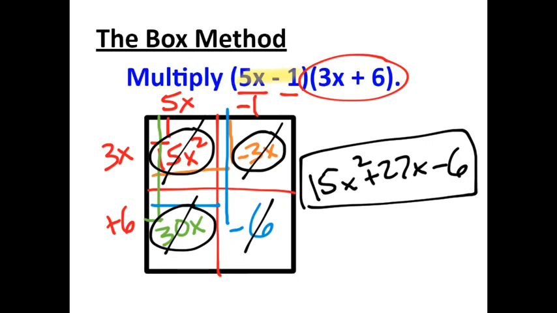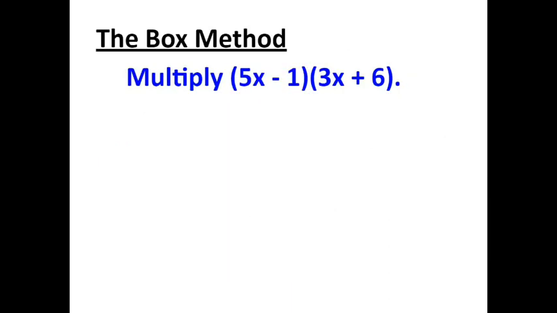And on one little note, your like terms are always going to end up being diagonal in the box. So when you're looking for your like terms, look diagonally. You'll see them every single time. So let's go ahead and have you try one, see how it goes, and then we'll go over it.